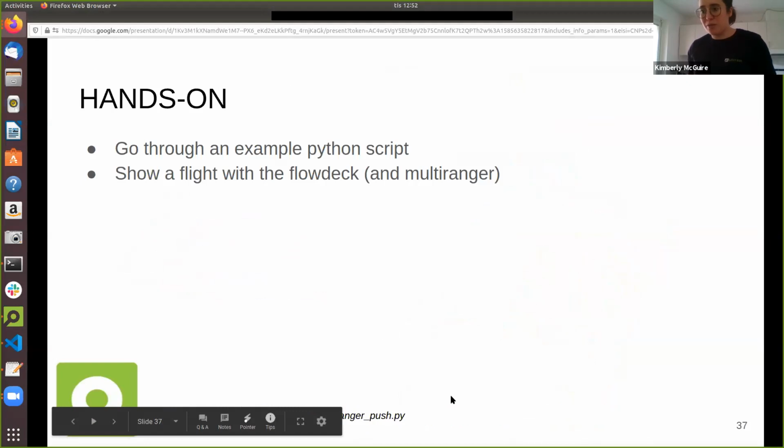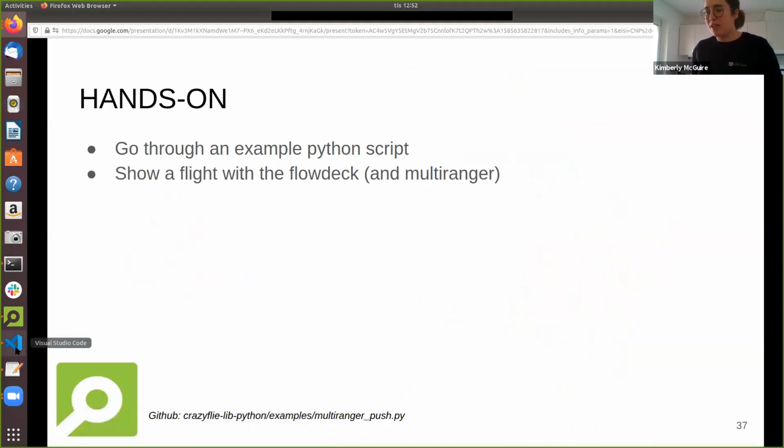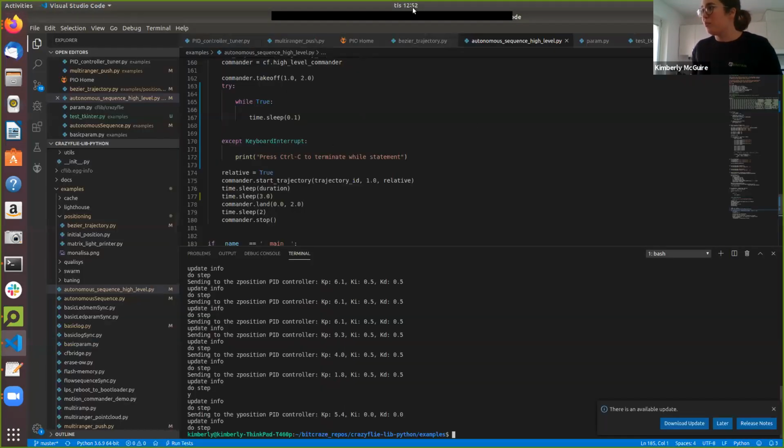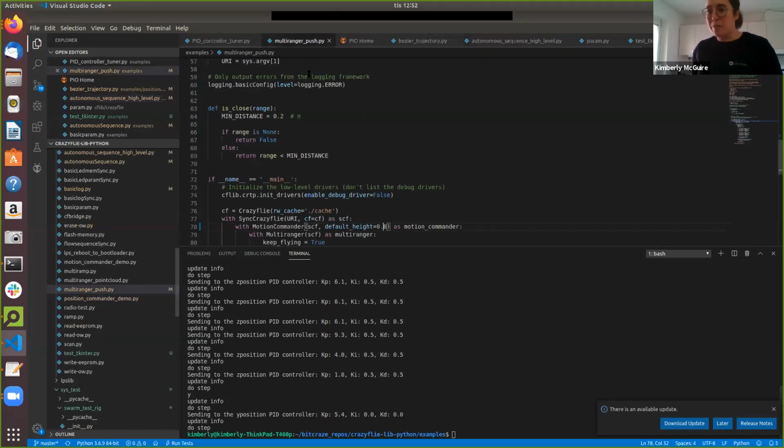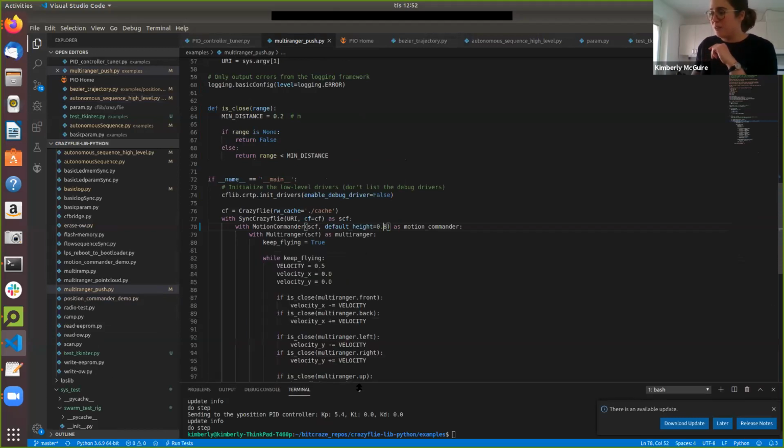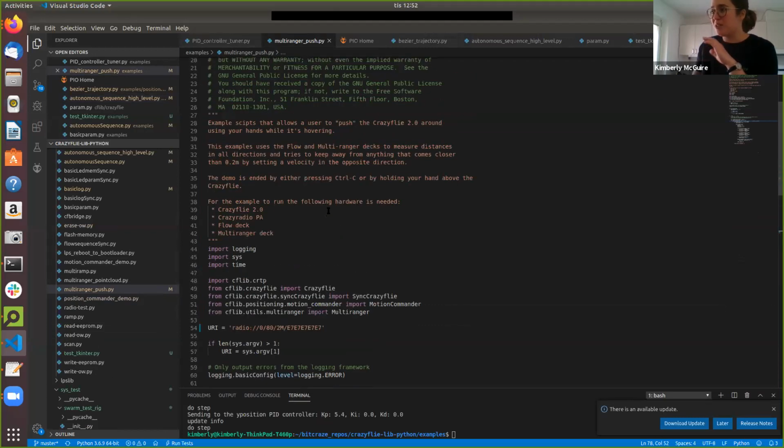Okay, so I'm going to go through a quick script with you guys. What I'm going to show you is a flight with the Flowdeck itself. I'm going to show you this script very quickly, just going through the Python script.